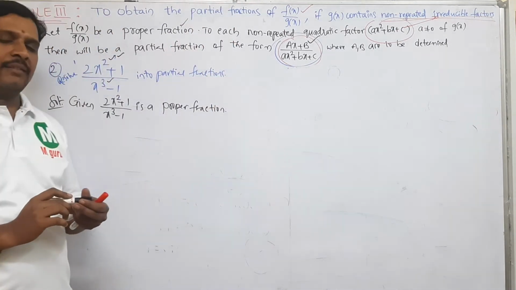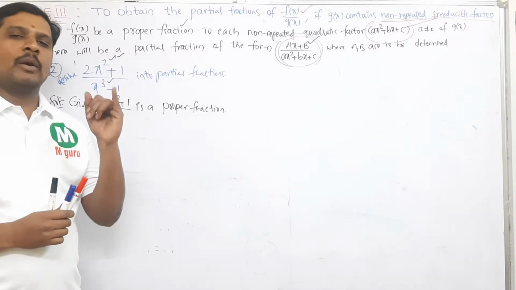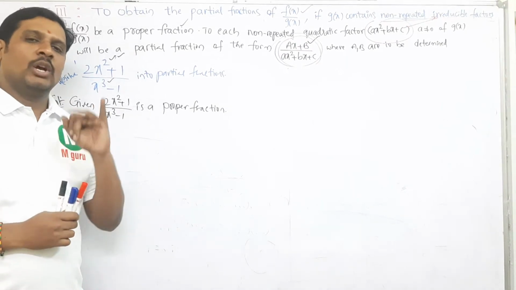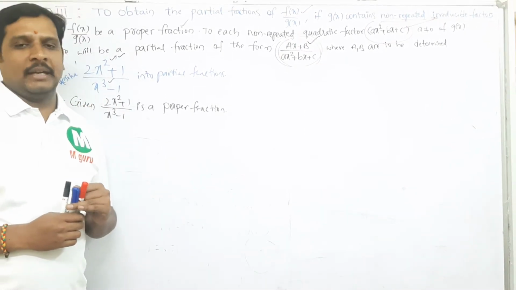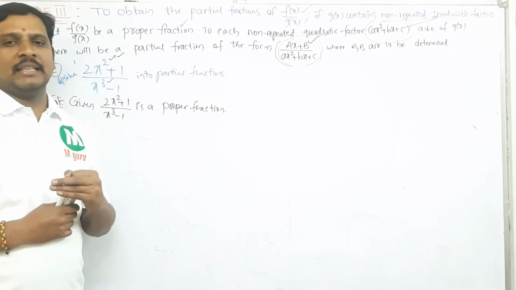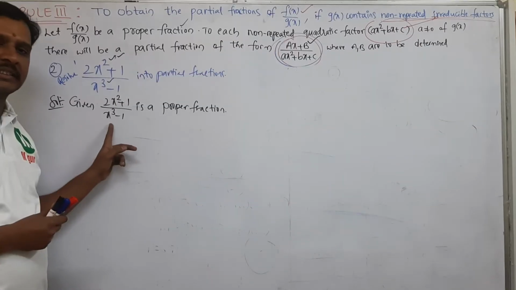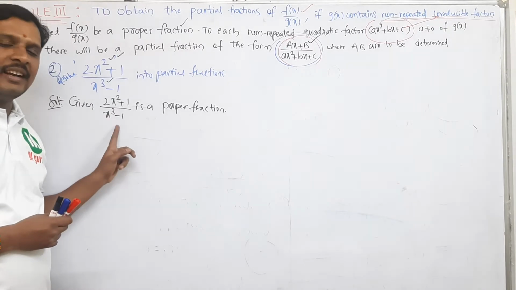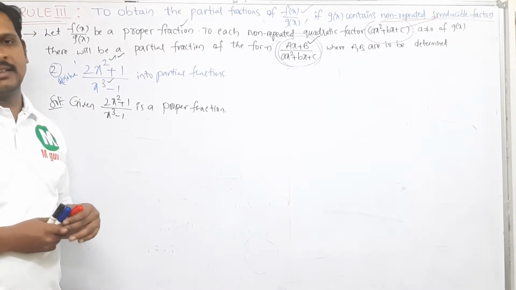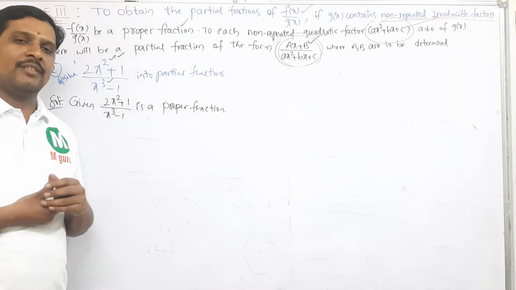Then till now we have discussed three rules. Rule number 1 says linear factor. Rule number 2 says repeated linear factor. Rule number 3 says quadratic factor. But if you observe g of x, the denominator, here it is a cubic factor. So the cubic factor we didn't discuss.